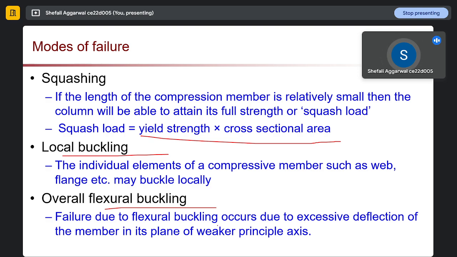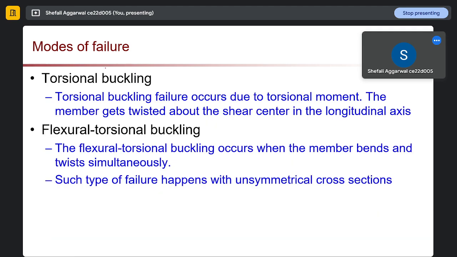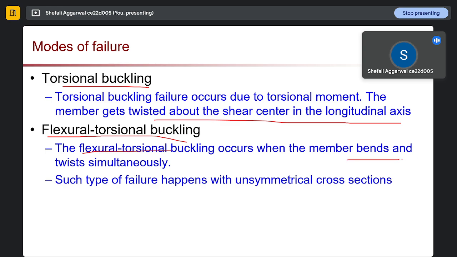Failure due to flexural buckling occurs when there is excessive deflection of the member in the plane of its weaker principal axis. The next type of failure is torsional buckling. Torsional buckling failure occurs due to torsional moment. The members get twisted about the shear center in the longitudinal axis. And the last type of failure is flexural-torsional buckling. This is when the member bends and twists simultaneously, normally because of an unsymmetrical cross-sectional area.